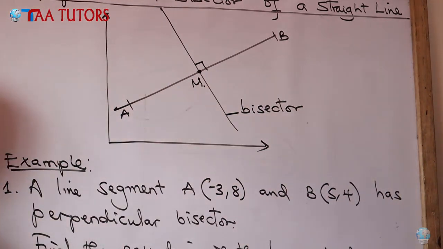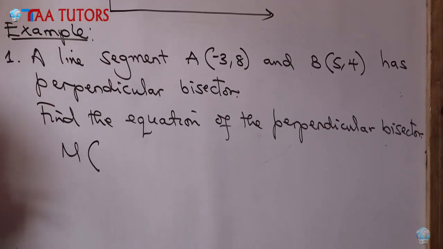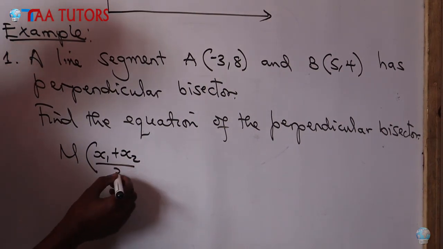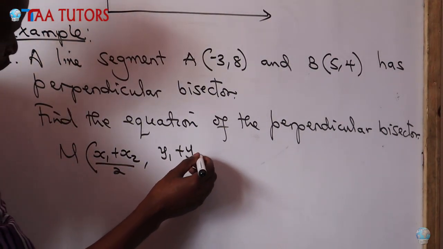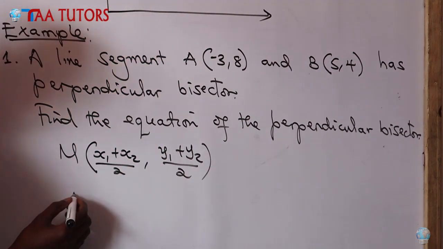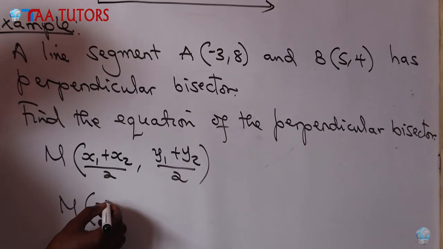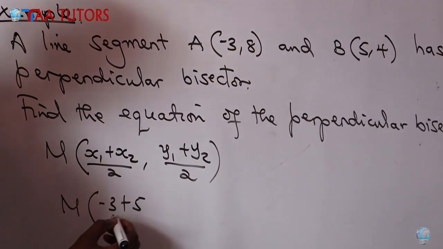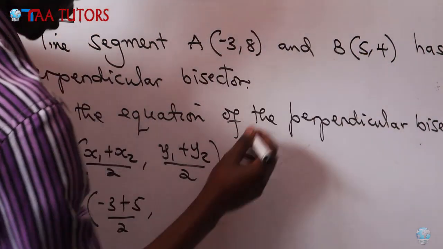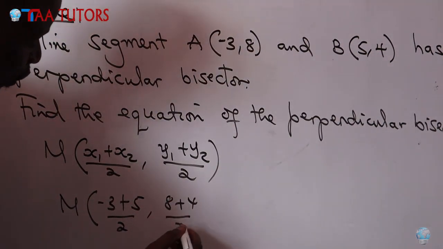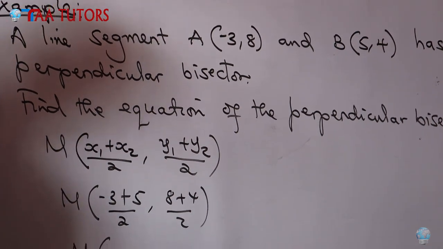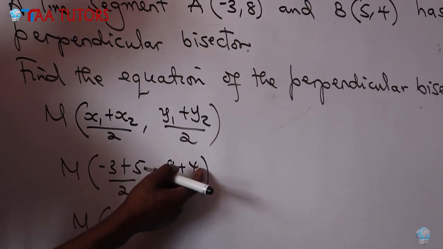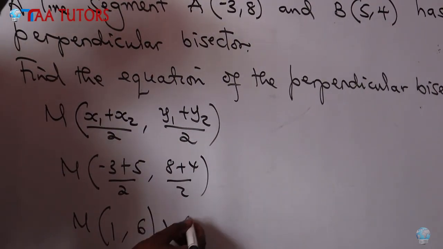So let me start by getting the midpoint M of line AB, which we have said is x1 plus x2 over 2, y1 plus y2 all over 2. So M in this case will be, like we have said, -3 plus 5 over 2, comma 8 plus 4 over 2. M will be -3 plus 5 is 2, divided by 2 is 1, 12 over 2 is 6. So we have the midpoint, we put it aside.